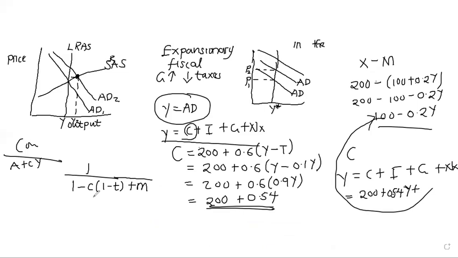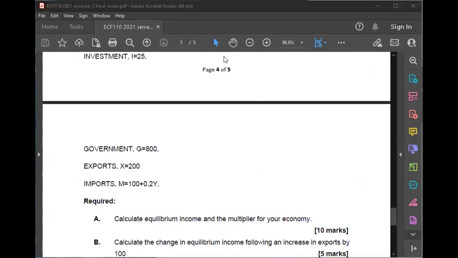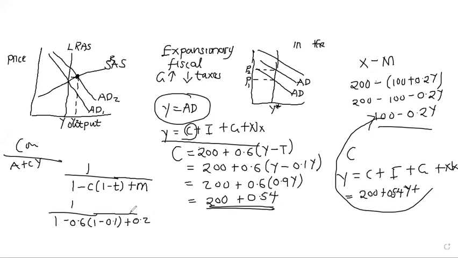So you put down your values. This is 1 divided by 1 minus our MPC, which was 0.6 from the question. Then 1 minus the tax rate, which has been given as 0.1. Then plus M, the marginal propensity to import, which we get by looking at the imports, the part attached to Y, the 0.2. This is the one that you put there.